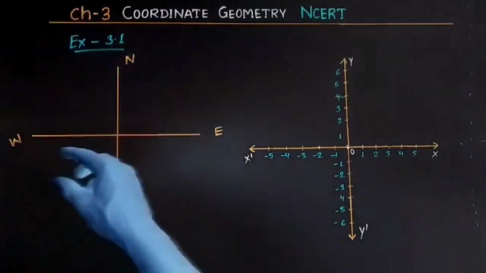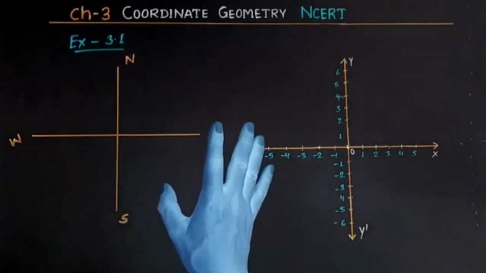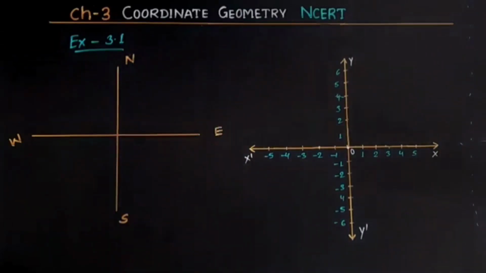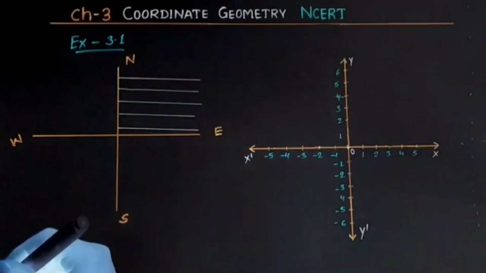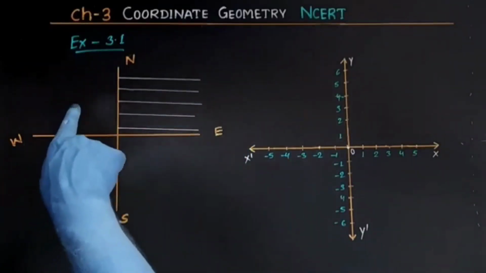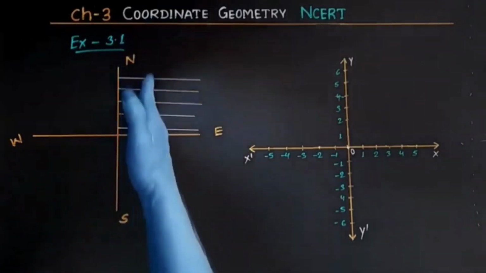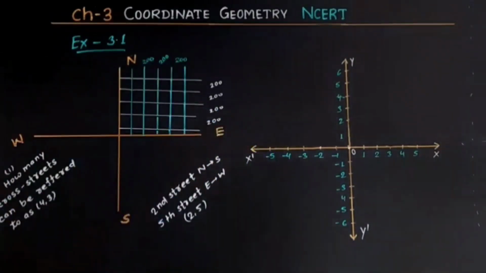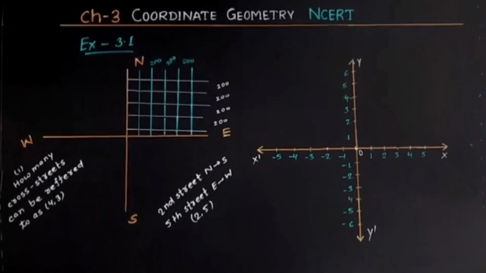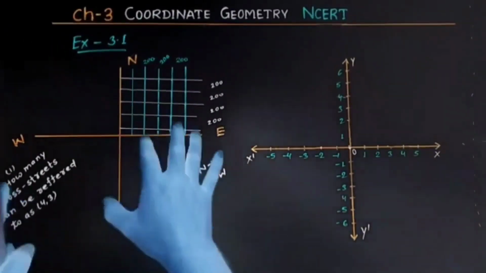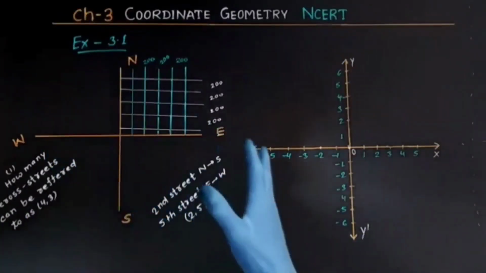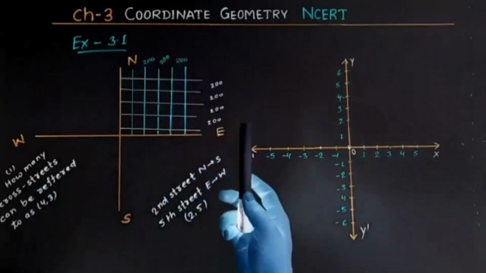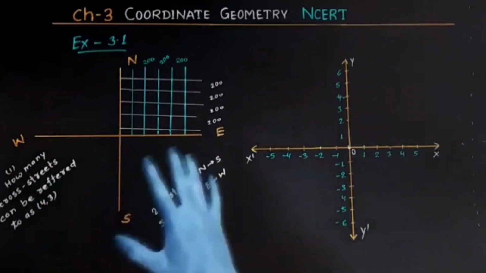In exercise 3.2, first example, streets are given to you. Horizontal streets are given and vertical streets are given. So I have drawn horizontal streets, 5 streets are there. Similarly, let me draw 5 vertical streets. Your question is, how many cross streets can be referred to as 4, 3? And the second question is, how many cross streets can be referred to as 3, 4?